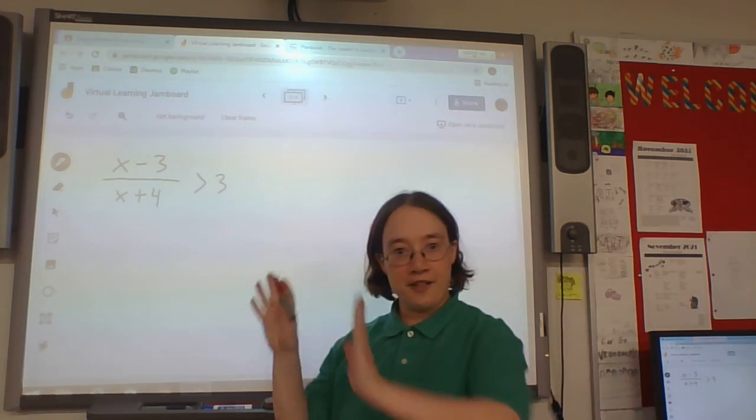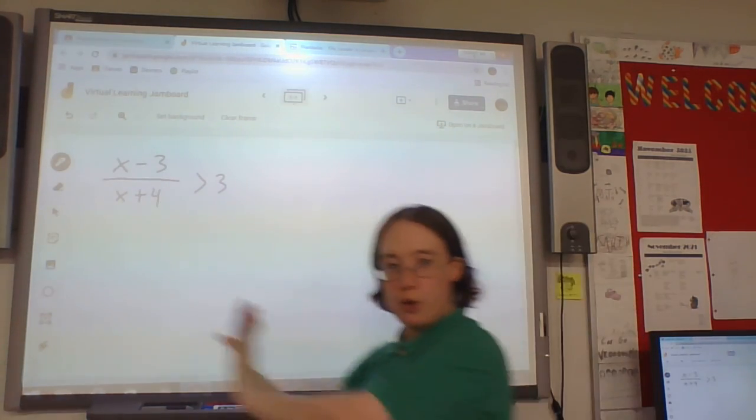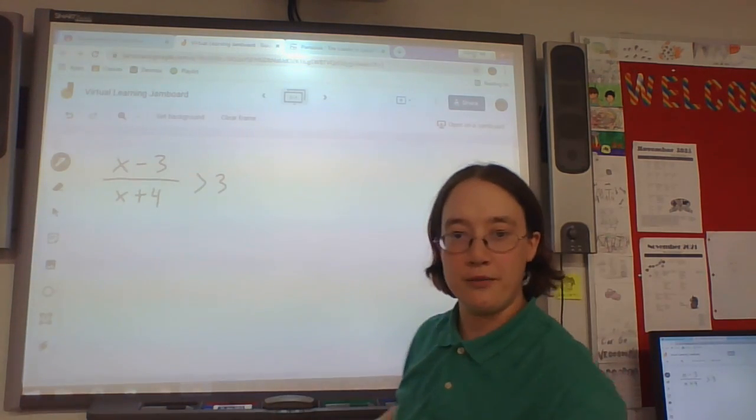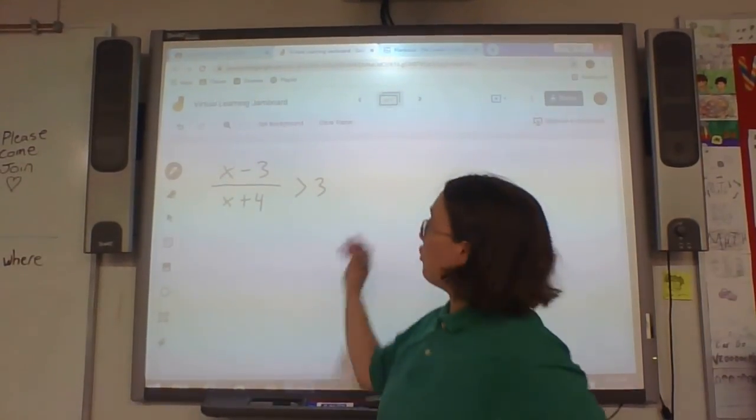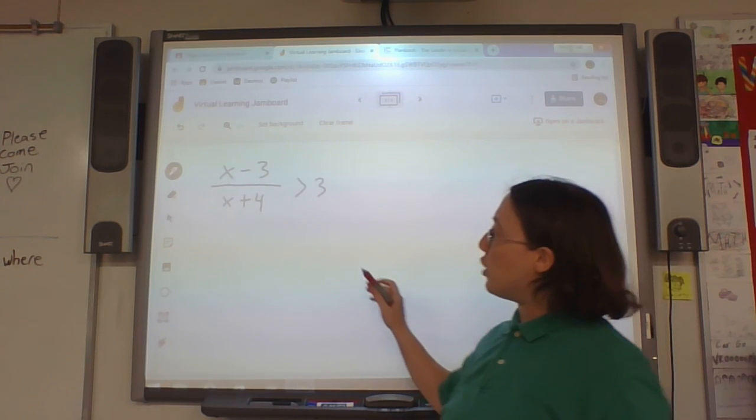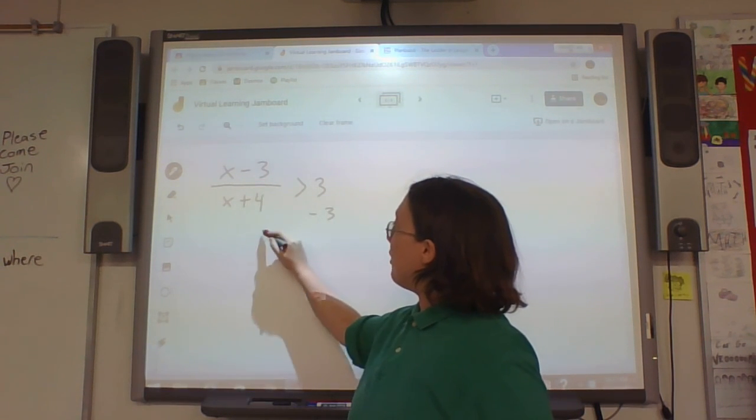So these are the ones where we want to take everything and scoot it over to one side of our inequality first. I'm just going to recenter this. Hang on a second. There we go. So we want to scoot everything over to one side of our inequality. So we're going to scoot this 3 over here.